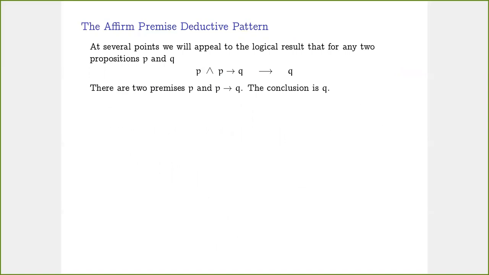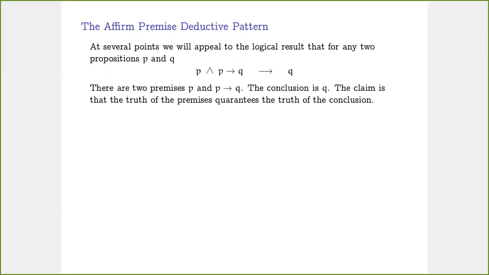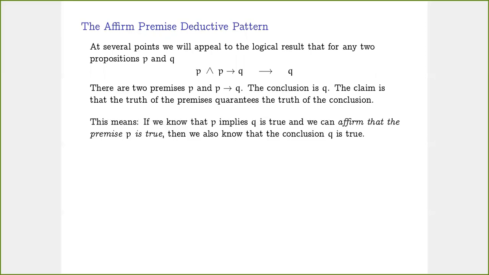Let's look at that just to review what it says. But it works for any propositions P and Q. It's sort of a pattern in logic. If we know that P is true and that P implies Q is true, those are the two premises, then we're guaranteed to have the conclusion Q also being true. The claim is that the truth of these two premises guarantees the truth of the conclusion.